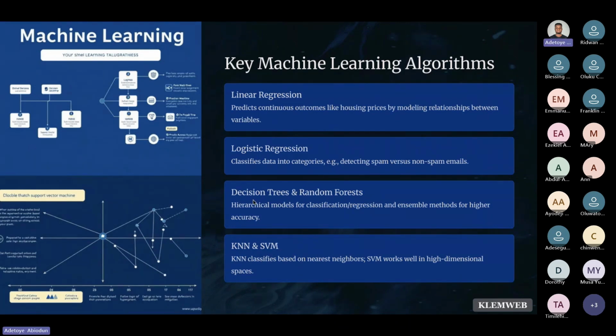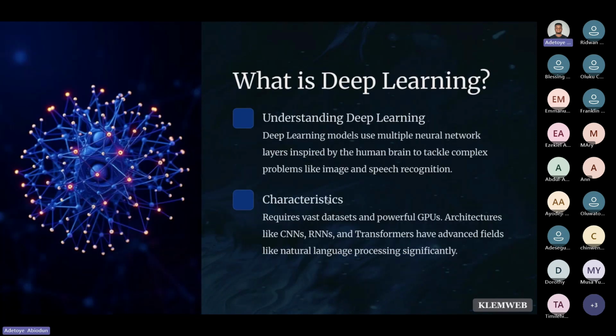So I think we are done with this. So the KNN classifies based on nearest neighbors. Yeah. And the SVM, that's the support vector machine, works well in high dimensional space.